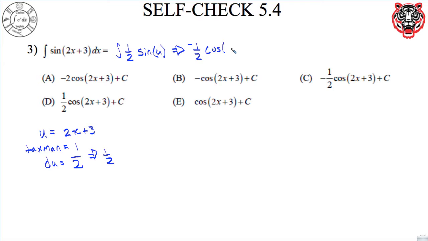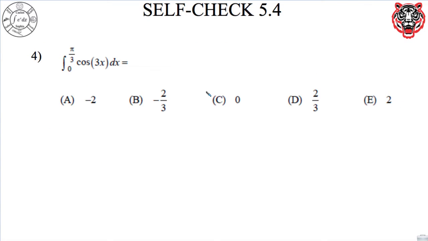I'm just going to not write the u. I'm going to say it's 2x plus 3 now. 2x plus 3. And don't forget your plus c. All right, where is our answer? It looks to be C, and that's the correct answer. And moving on to our last problem, number 4.